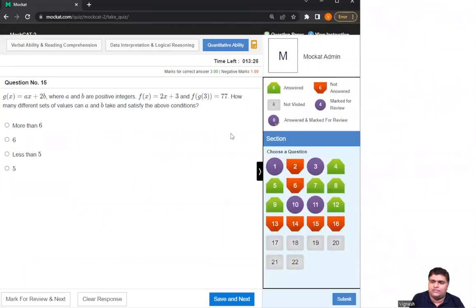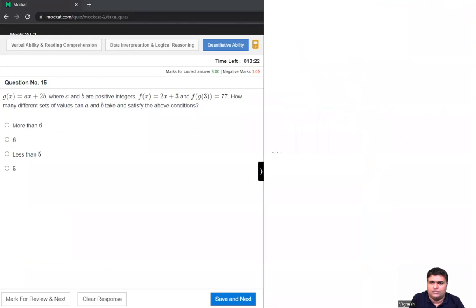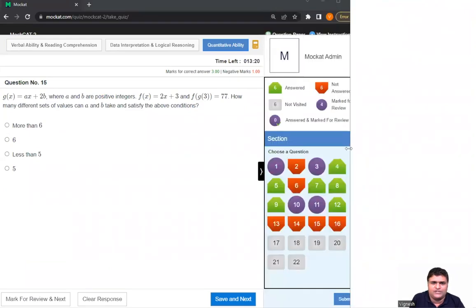Let me clear this. What should we do? The 15th one. Do it or not? Yes, sir. f(x) is 2x plus 3, f of g of 3. You can try this. We can always let go of it also. Round 1, we try it. Round 2 and then park. Okay, let's try it as you're saying.